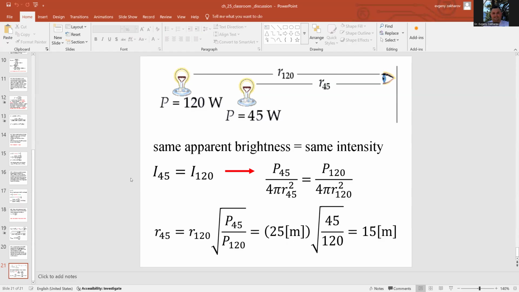Okay, that's it for this chapter. Next, we're going to switch to optics, and then other effects for optical instruments, optical devices, and then interference and diffraction. So that's it for this chapter.